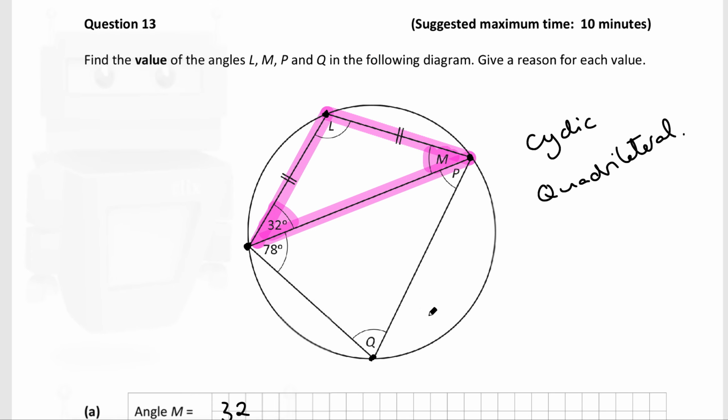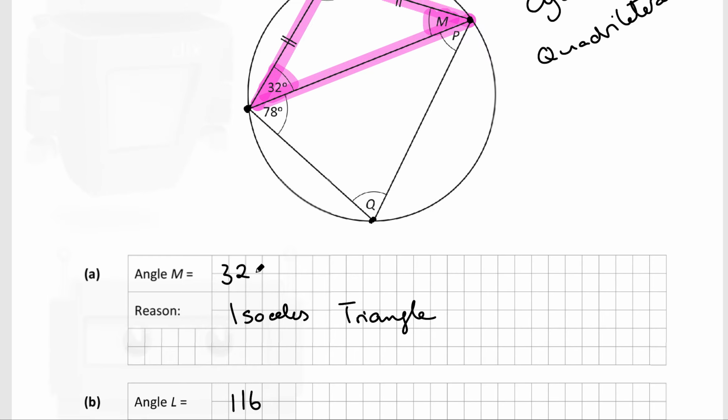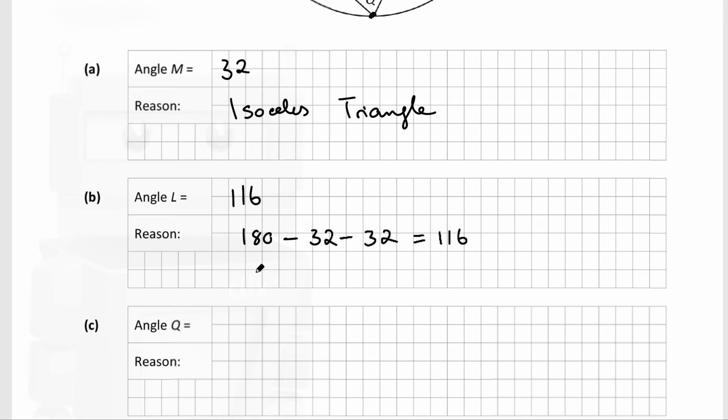The next one then is L, and L is part of a triangle. And in that triangle, we already know that of the 180, we have 32 and 32. So I'm going to take both of those away. So 180 minus 32 minus 32 leaves me with 116. I'm just using the fact that there's a triangle there, and all of the angles in a triangle sum to 180.